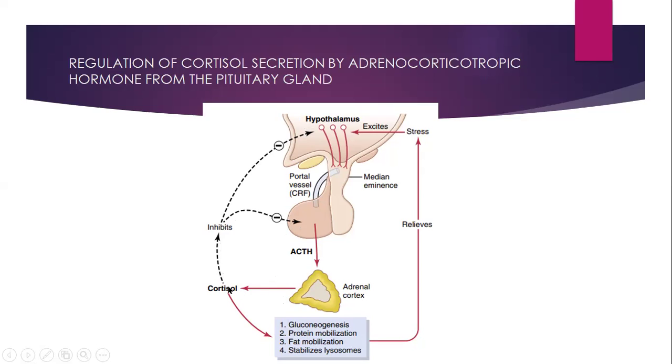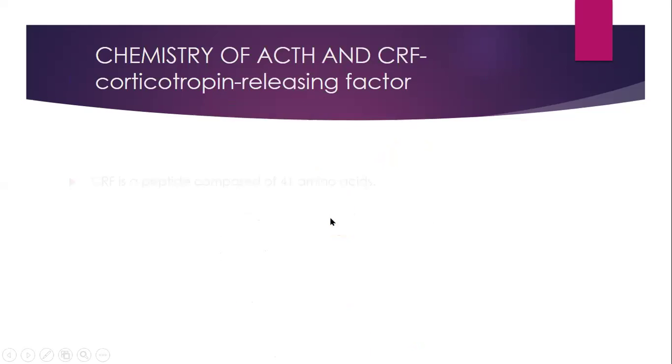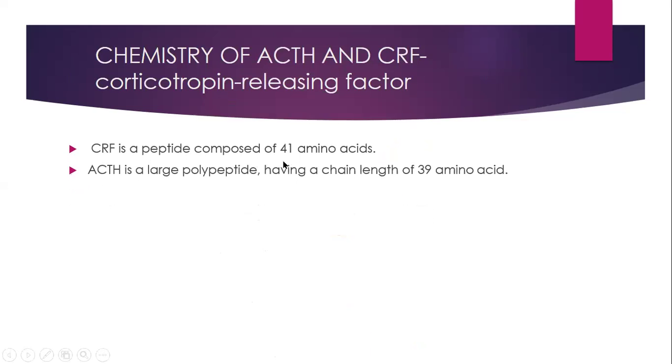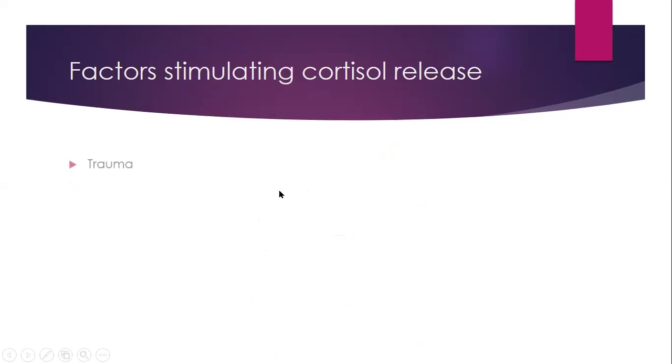Whenever the amount of cortisol in the body is excess, we usually exert a negative feedback loop to the anterior pituitary gland and to the hypothalamus. Hence, in high levels of cortisol, we expect low levels of CRF and low levels of ACTH. And that's why in tumors or adenomas of the adrenal gland producing high amounts of cortisol leading to Cushing syndrome, we actually have low levels of ACTH and CRF because of the negative feedback loop. The chemistry of ACTH and CRF is not that important, but CRF is composed of 41 amino acids, while ACTH is composed of 39 amino acids.